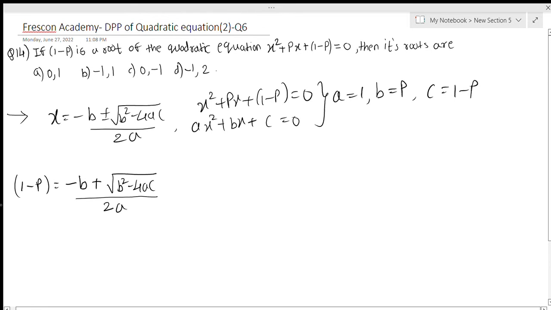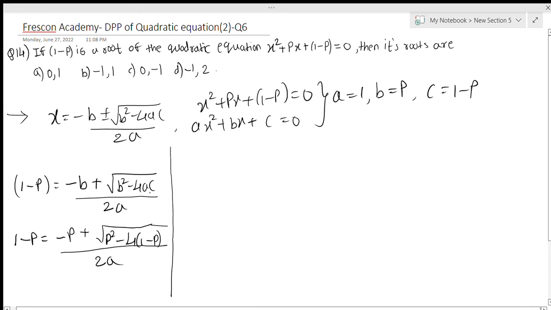Now putting the values of a, b and c, we get 1 minus p is equal to, the value of b is p, so minus p plus under root b square, it will be p square minus 4 into 1 into 1 minus p, whole upon 2a. Sorry, the value of a is 1, so it will be only 2.